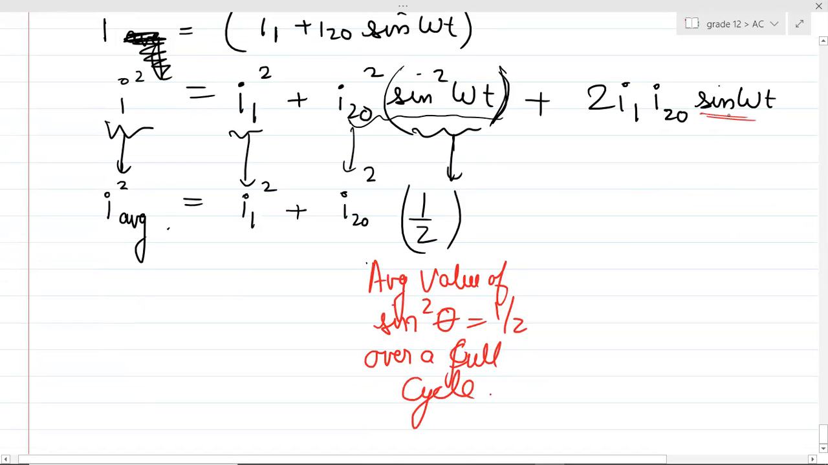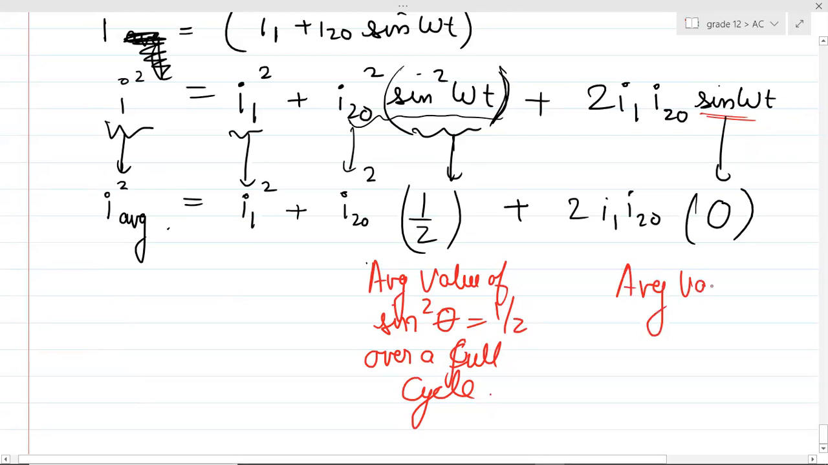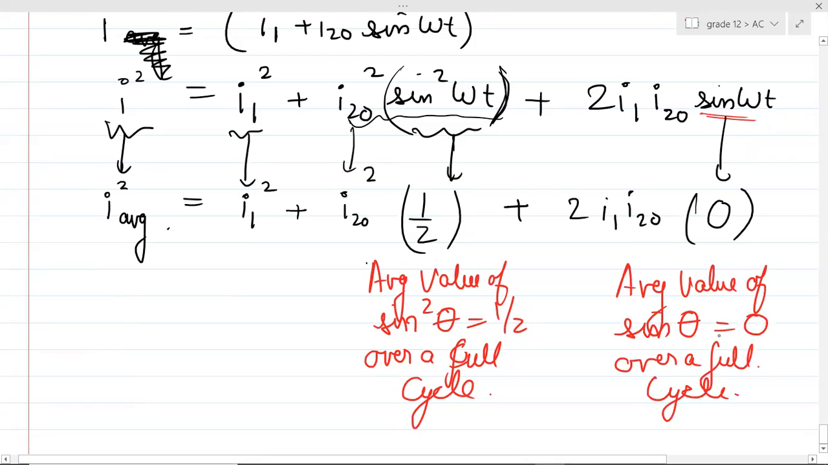Similarly, what is the integration of sine omega t? We know the integration of sine omega t over a full cycle is basically what? The term twice of I1 into I2 naught sine omega t, you will write this as 0. Why did you write it as 0? This is basically the average value of sine theta over a full cycle. We already did both these derivations, right? Over a full cycle sine theta is 0 and sine square theta is 1 by 2.